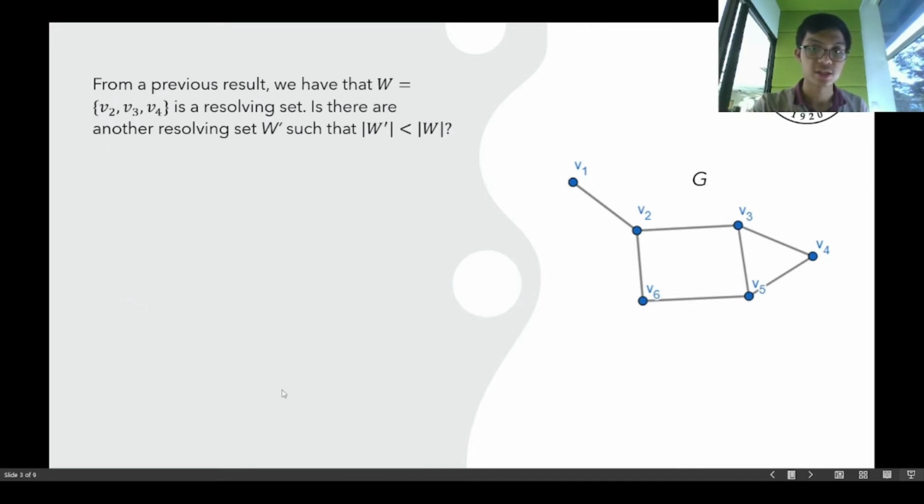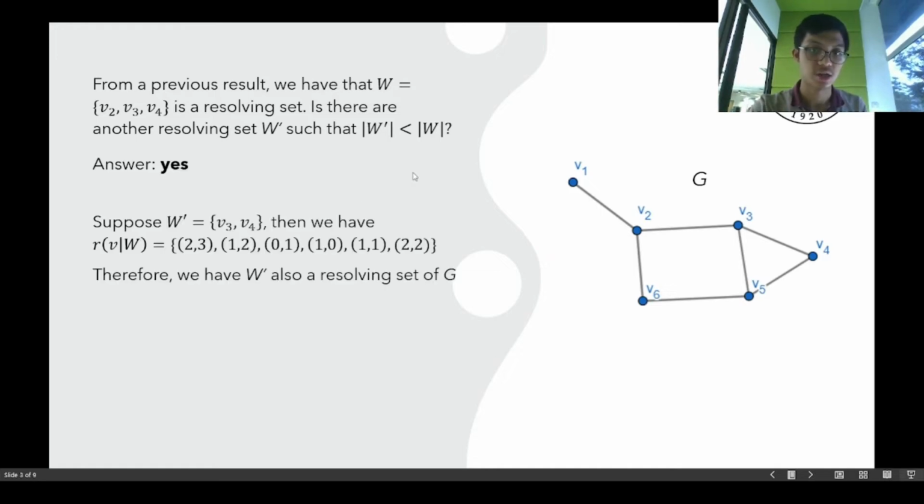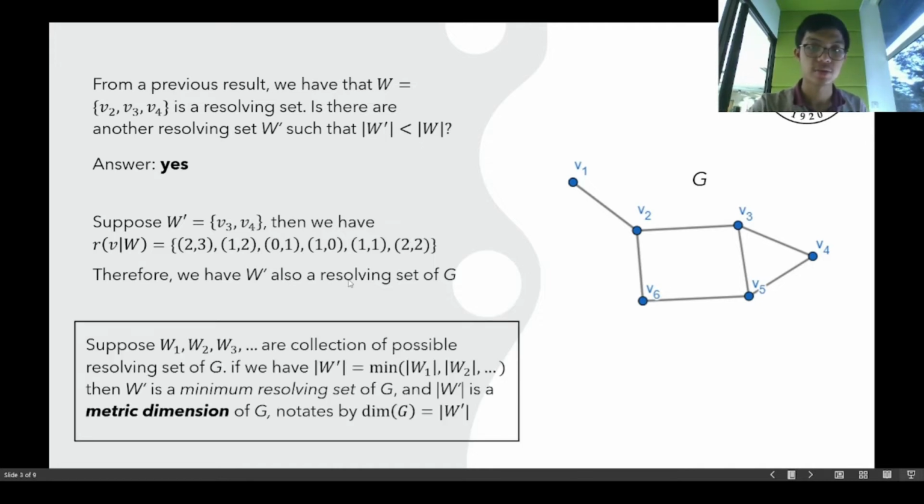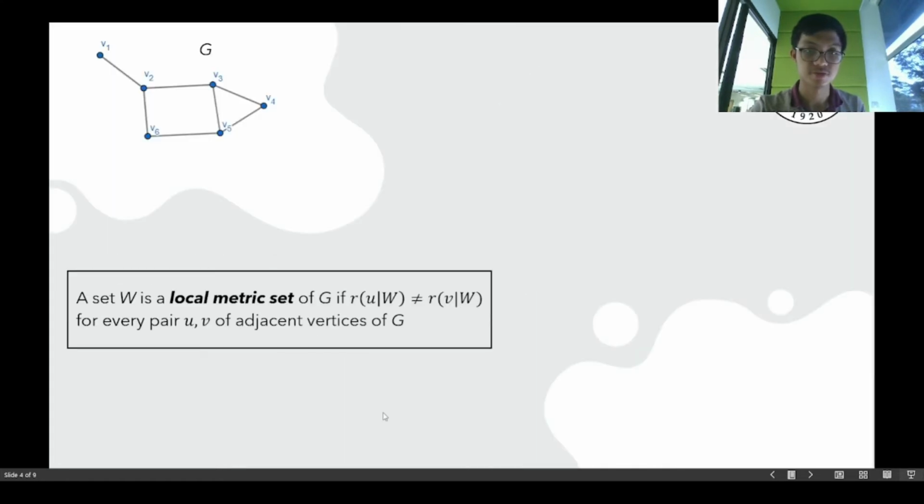From our previous result, we have that W is a resolving set. The question: is there another resolving set W' such that its size is less than the size of W? The answer is yes. We can check that for this set W', we have another resolving set. For the minimum possible resolving set of the graph G, we define its size as the metric dimension of G, denoted by dim G.